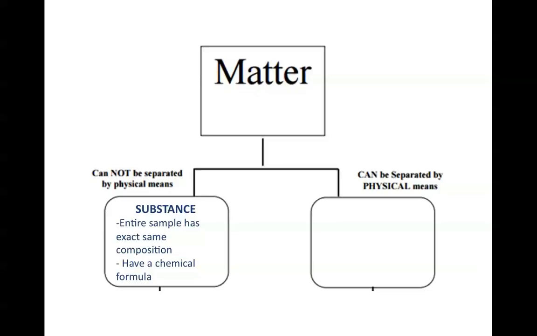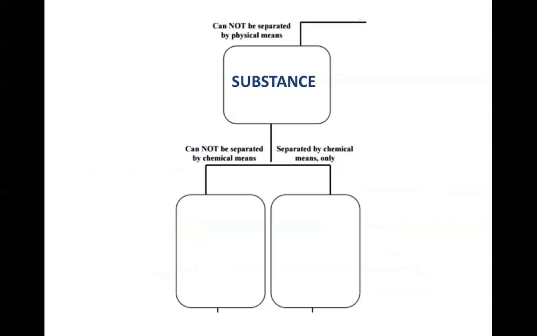We also can have matter that can be separated by physical means, and this is referred to as a mixture. These are two or more different substances that have been mixed together, and in a mixture, they're combined in variable proportions and ratios. We can change how much of each part is present in a mixture, and it's still the same type of mixture. So let's look at substances first.